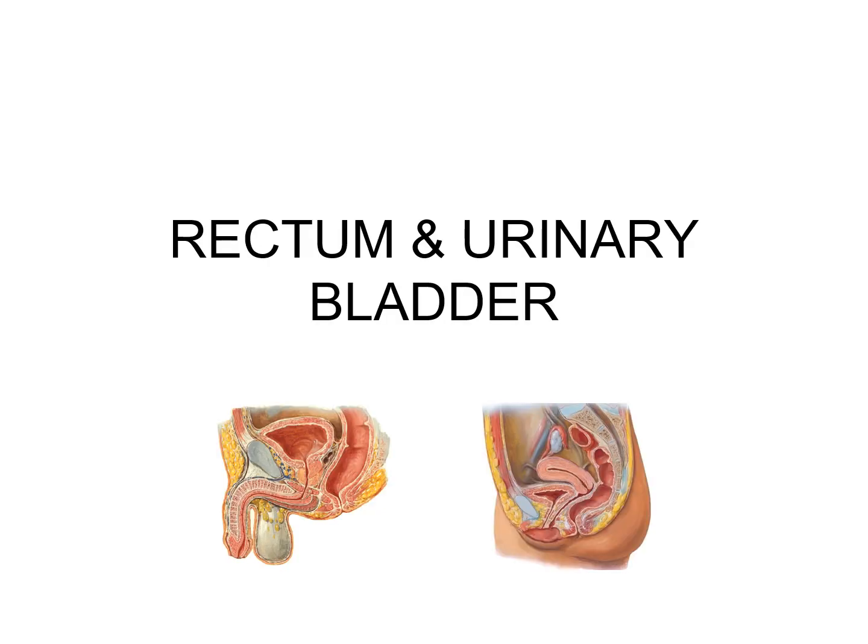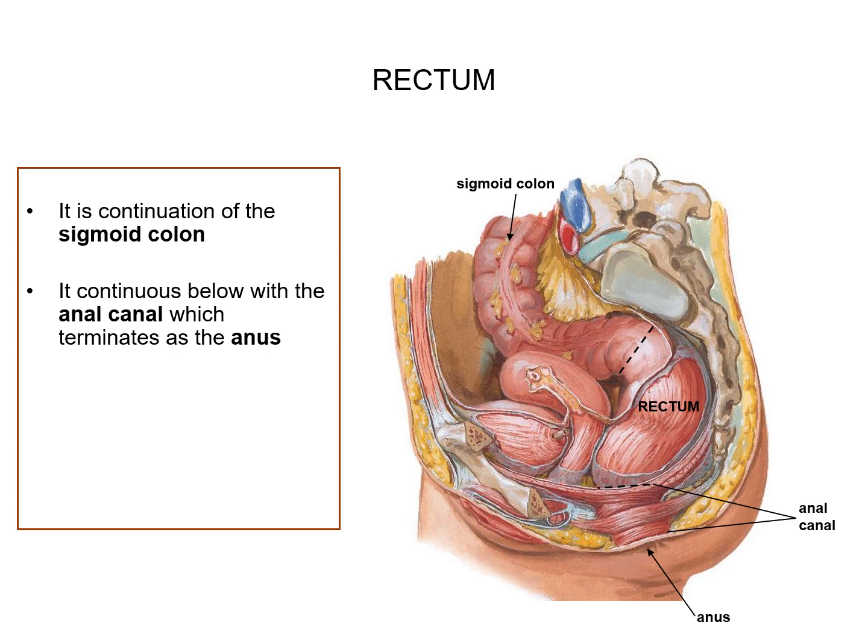This lecture is about terminal parts of the large intestine and urinary bladder. The rectum and the anal canal are terminal parts of the large intestine. At the level of the third sacral vertebra, the sigmoid colon continues with the rectum. The rectum continues below with the anal canal, which terminates as the anus.